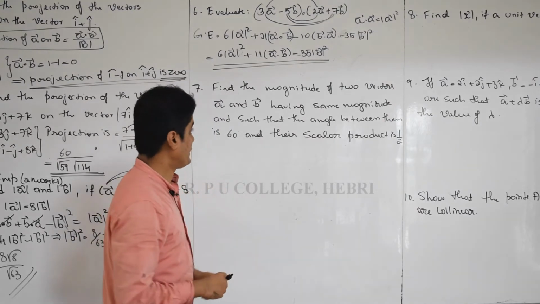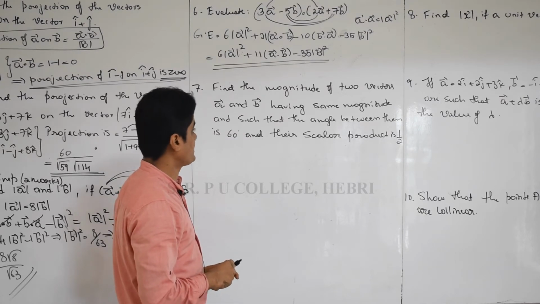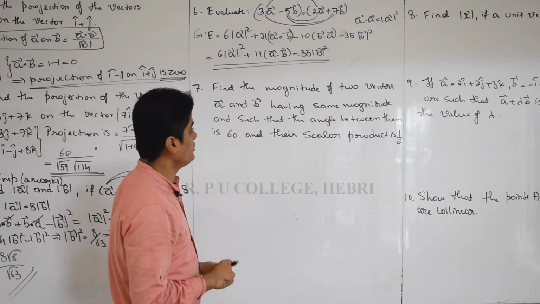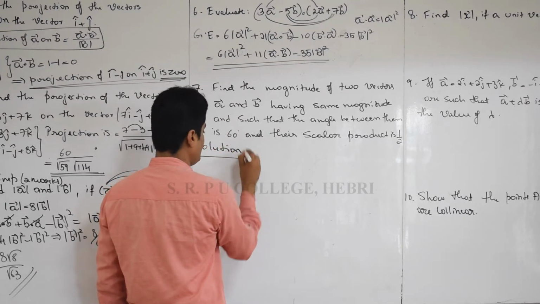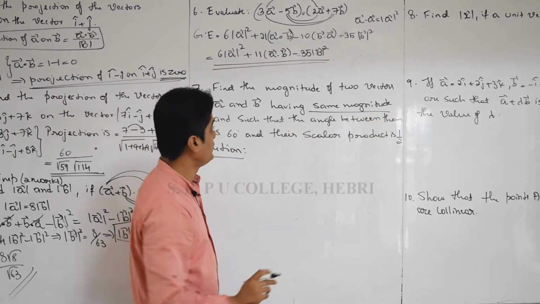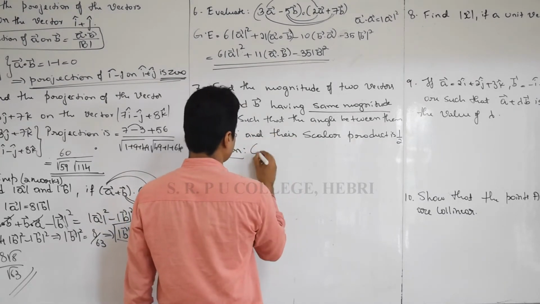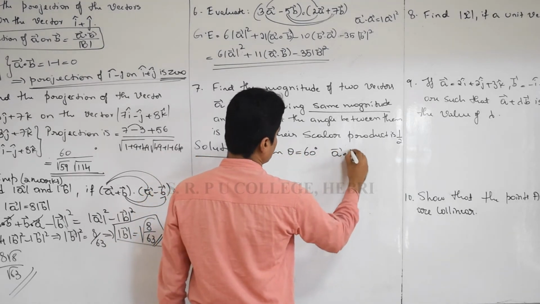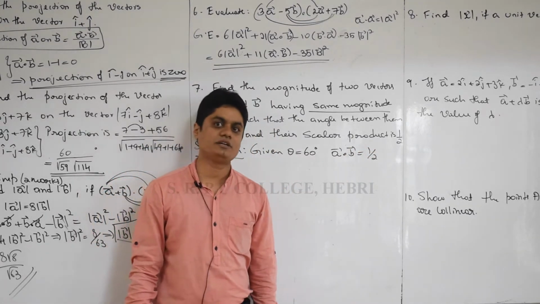Find the magnitude of two vectors A and B having the same magnitude, such that the angle between them is 60 degrees and their scalar product is half. Okay, so we have to find the magnitude of vector A and magnitude of vector B. It is given that they have the same magnitude, and any answer we get should be equal. It is also given that the angle between them is 60 degrees. So given theta is equal to 60 degrees. A dot B, their scalar product, is equal to half. So you have to find the magnitude of vector A and magnitude of vector B.